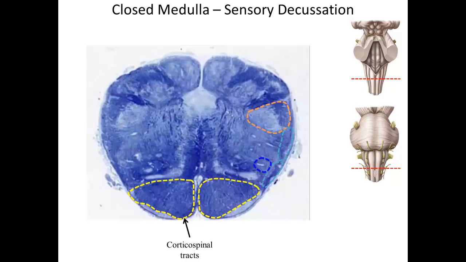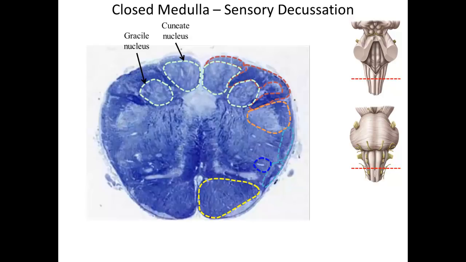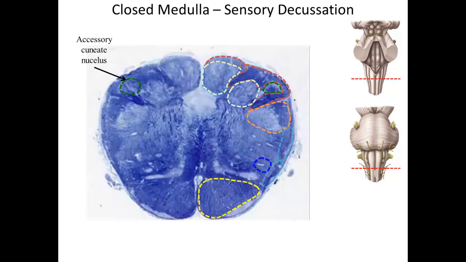In the posterior portion is where we begin to see big differences. We still have the cuneate and gracile tracts, but these primary neurons are reaching their first synapse at the respective cuneate and gracile nuclei. There is also another small nucleus lateral to the cuneate nucleus called the accessory cuneate nucleus. These nuclei receive some of the fibers from the cuneate tract and project to the cerebellum.